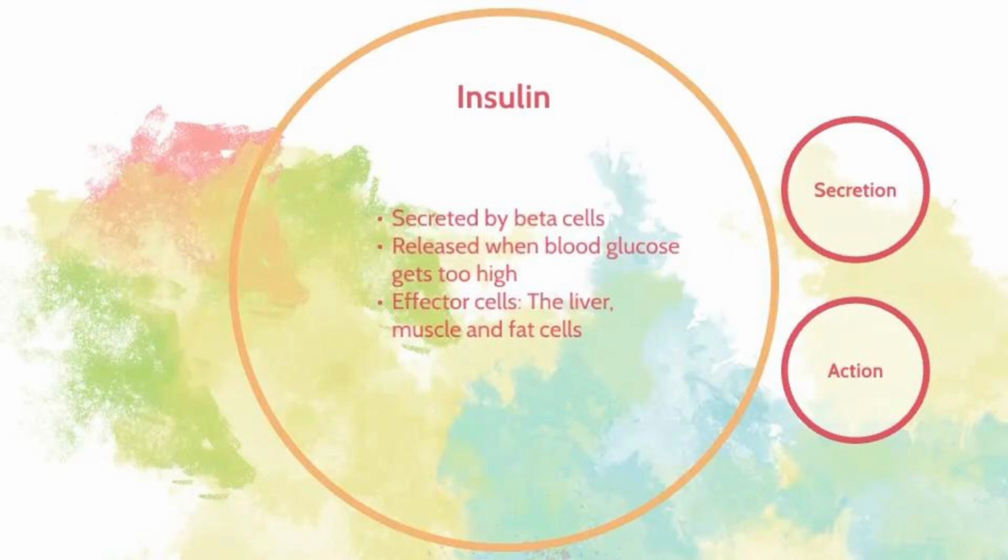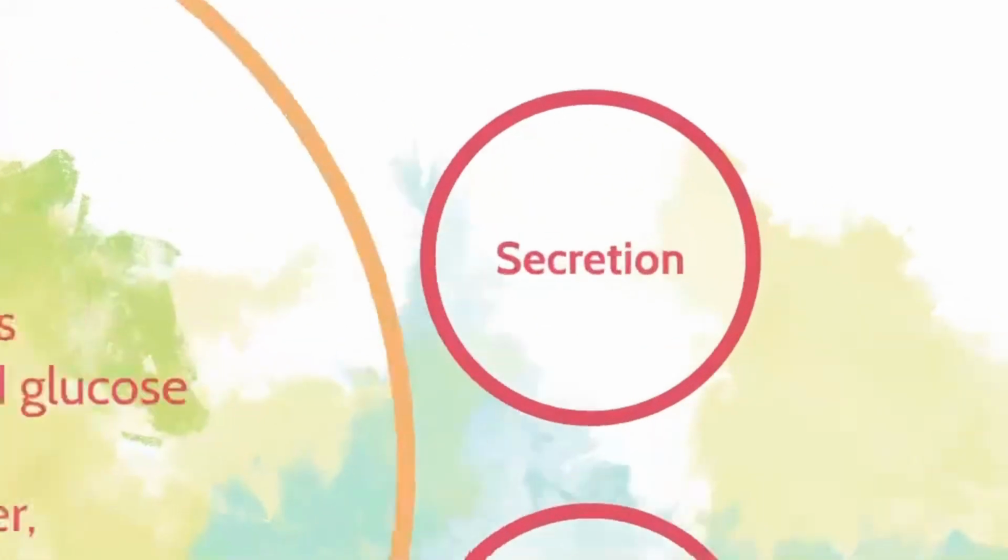So as I said, insulin is something that is used to modulate the glucose in our blood. So as I said, beta cells secrete insulin, and I'm now just going to talk about how that secretion happens, and then we will go on to the action of insulin within the target tissues.